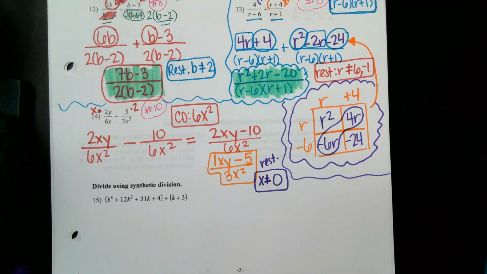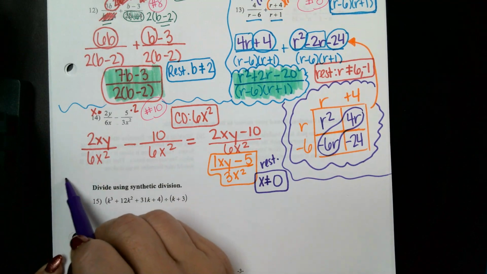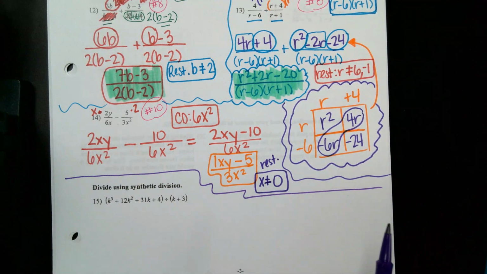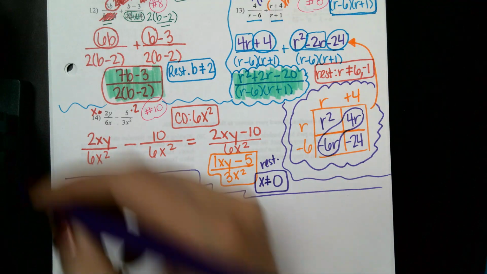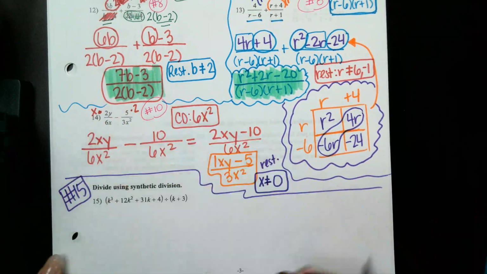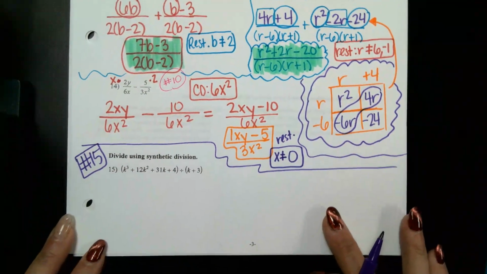Now, number 15, while Caden's getting caught up, 15 is synthetic division, and we've already kind of done a synthetic division problem. So you guys could probably go ahead and get at least the box set up, and then I'm going to figure out what number is synthetic division on your test. Number 15. Oh, it matches. Number 15 on your test is the synthetic division problem.